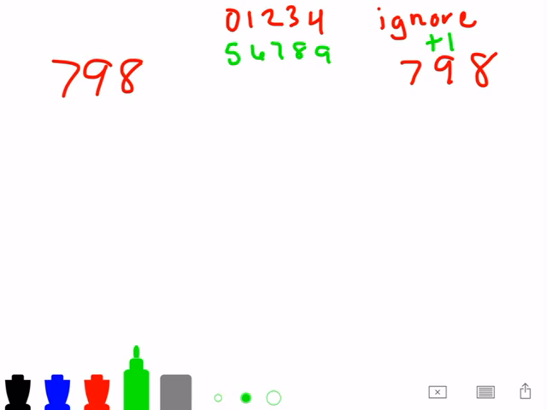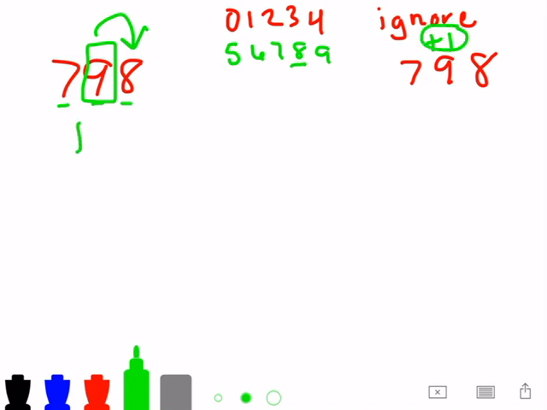So if we're looking at this number, we've got an 8 in the ones place, a 9 in the tens place, and a 7 in the hundreds place. We're first going to round to the nearest 10. This number 9 is in the tens place, so we look right next door, and the 8 tells us to add 1 to the 9.